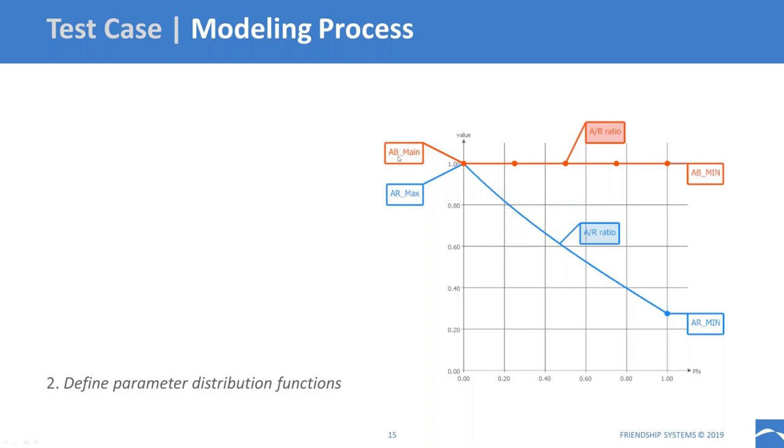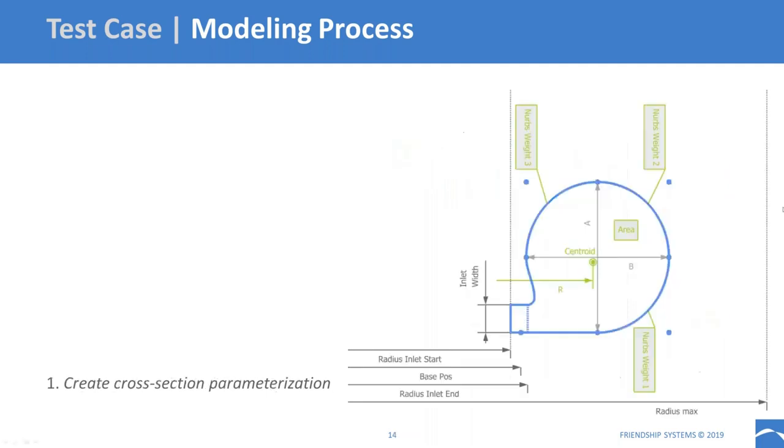The other curve that we see here is the A to B ratio. This is the height-width ratio of the cross section. You can see here A and B. And this basically controls the shape, if we have a circular shape, or rather a vertically or horizontally elongated shape.